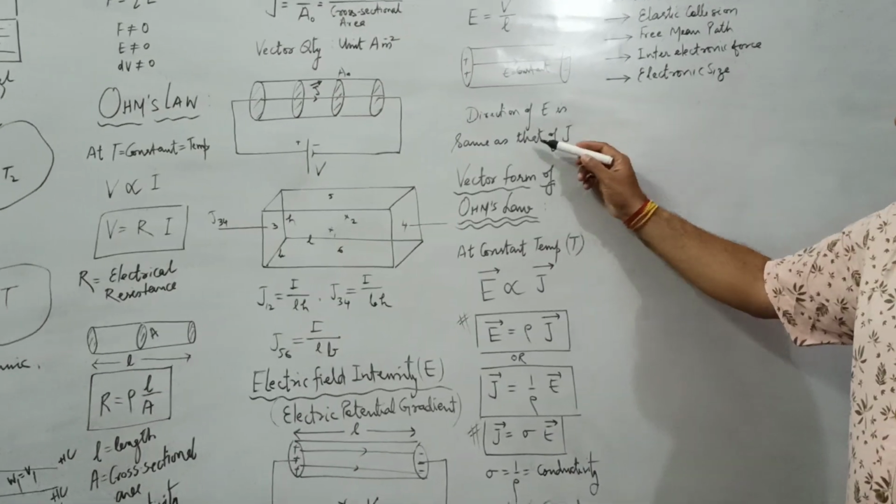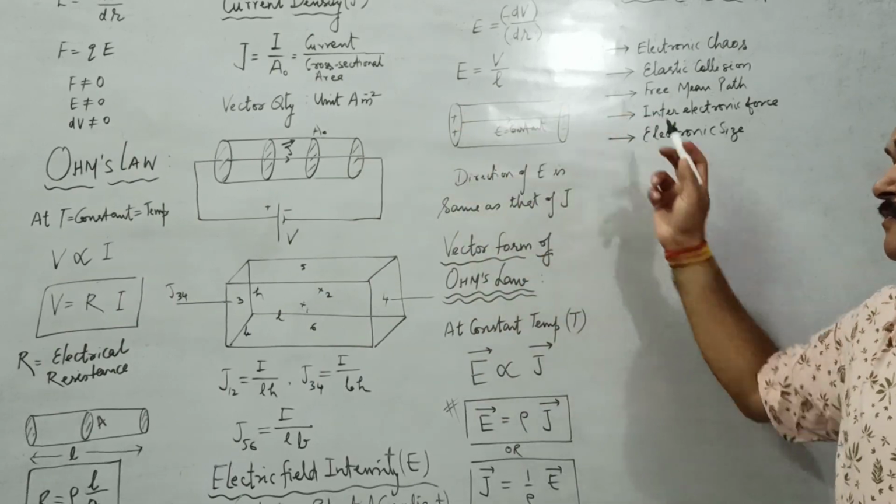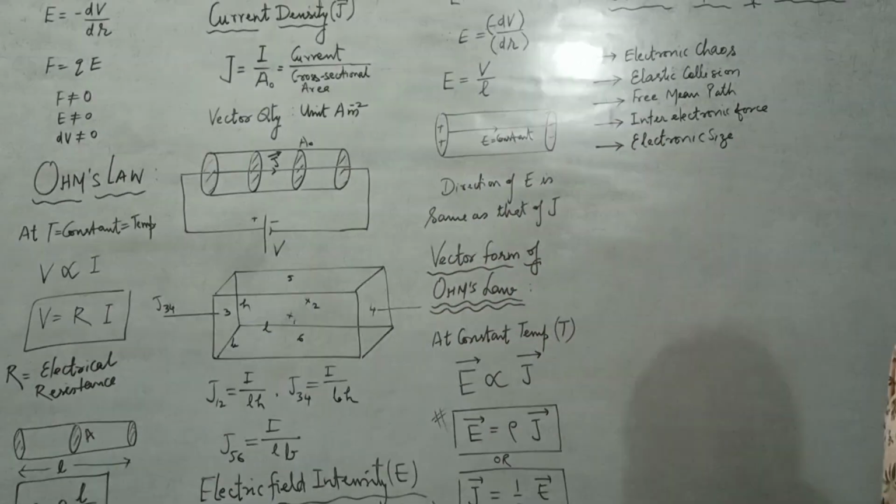The direction of E is the same as that of J. So, E and J, the current density, have identical direction, similar direction, same direction.